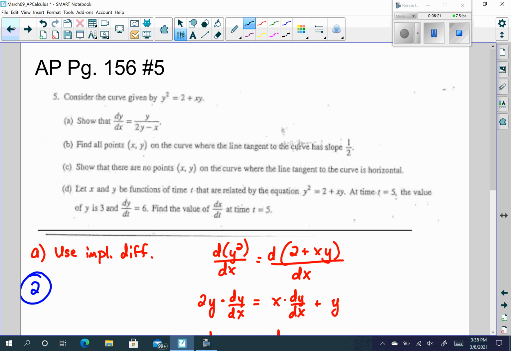All right, and then question D. Let x and y be functions of time that are related by this equation. At time t equals 5, the value of y is 3 and dy over dt is 6. Sounds like this is a related rates question. Find the value of dx over dt at time t equals 5.